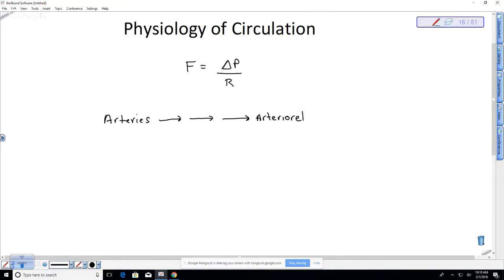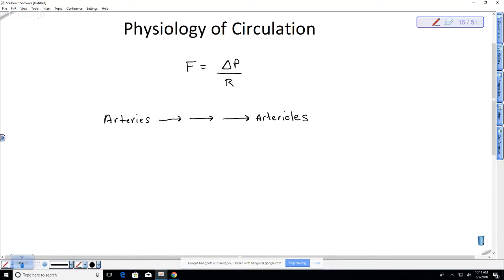arterioles. Oops, spelled that wrong. I wish I could figure out how to erase. Somebody was trying to help me with that. I'll just go like white over it. Like white out. That'll work.